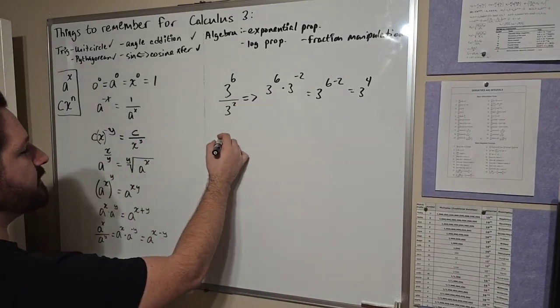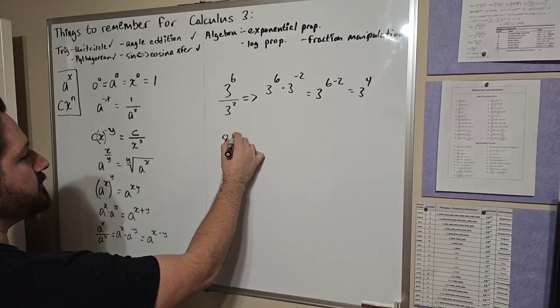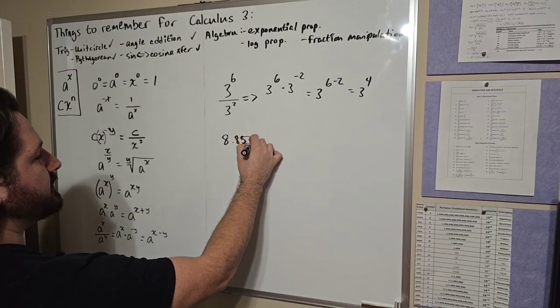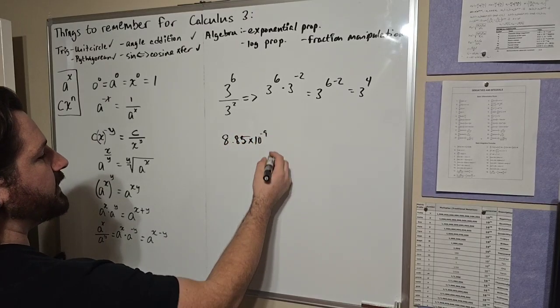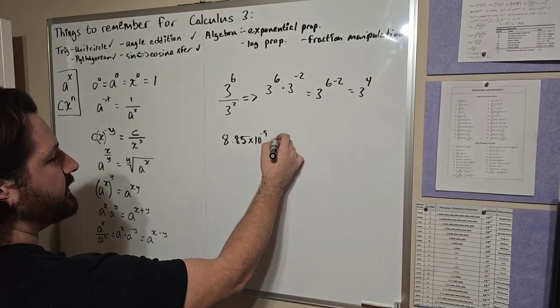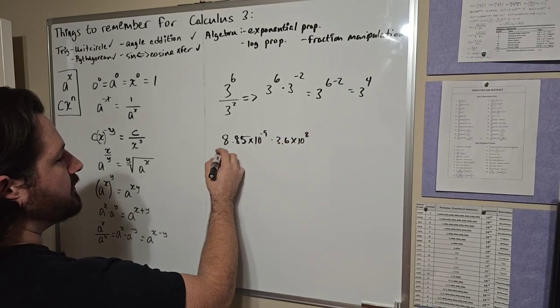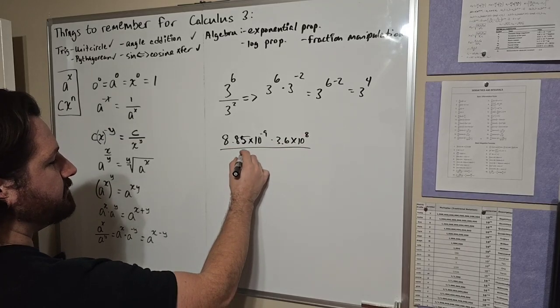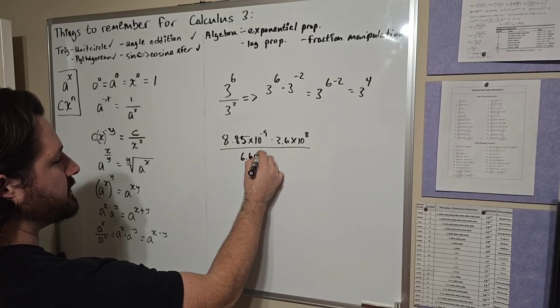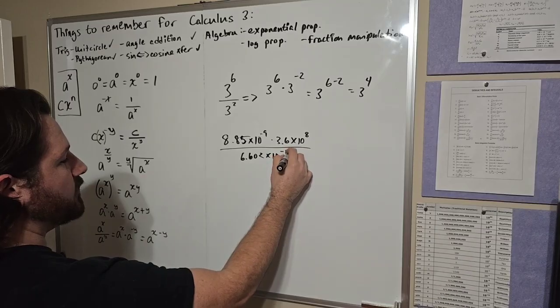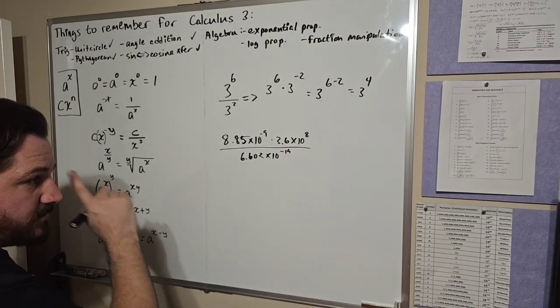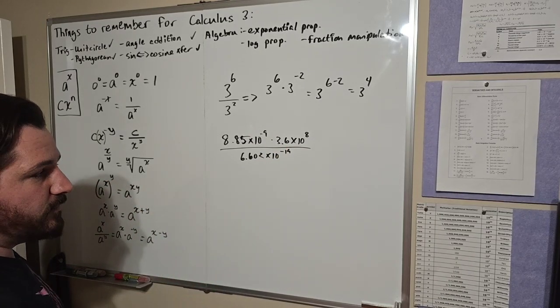So sometimes you'll have, for example, 8.85 times 10 to the negative 9, and that'll be multiplied by, I don't know, speed of light maybe, 3.6 times 10 to the 8th, and then divided by 6.602 times 10 to the negative 19, something like that. Why not? Doesn't matter. So typing this into your calculator leaves a lot of room for error.